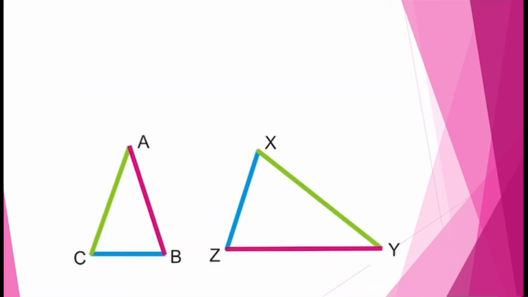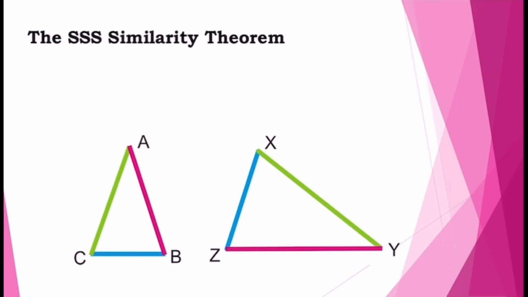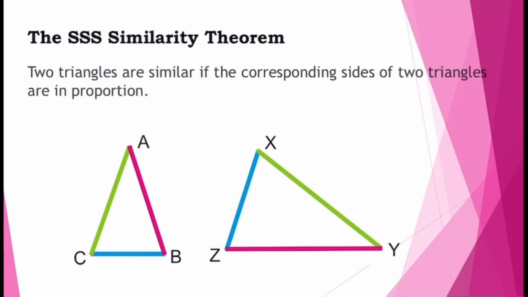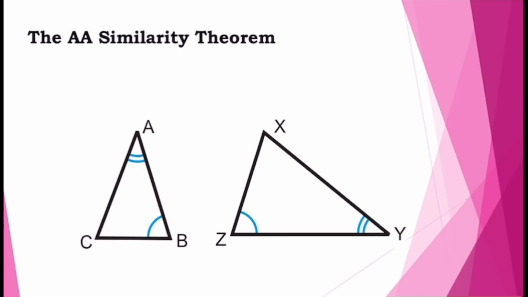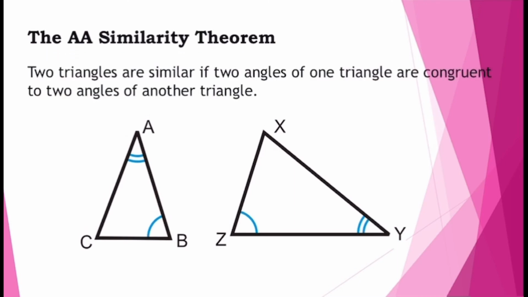Next, the SSS similarity theorem. Two triangles are similar if the corresponding sides of two triangles are in proportion. Next, we have the AA similarity theorem. Two triangles are similar if two angles of one triangle are congruent to two angles of another triangle.